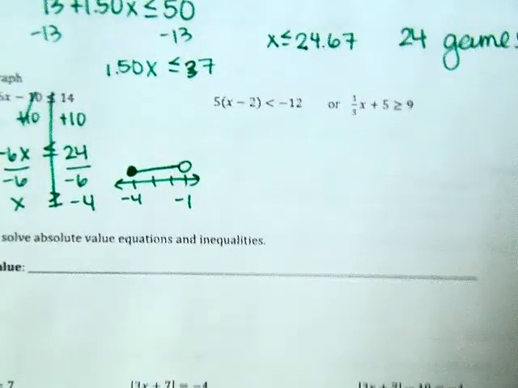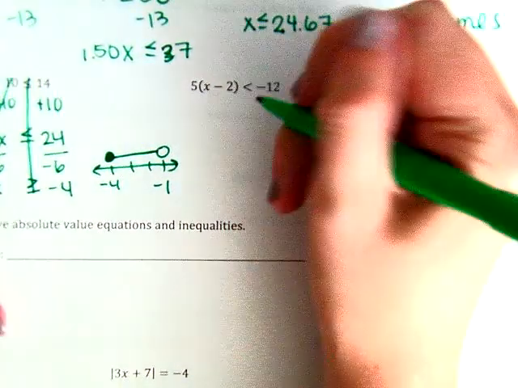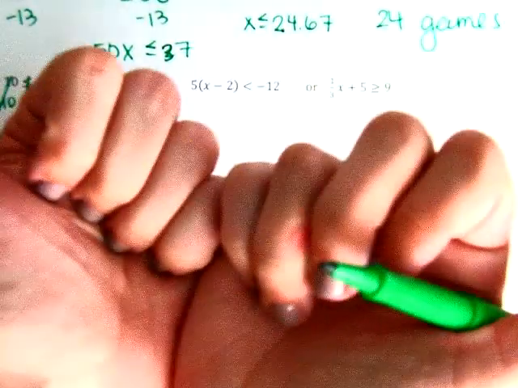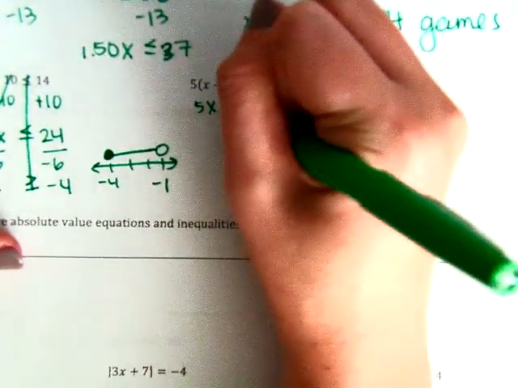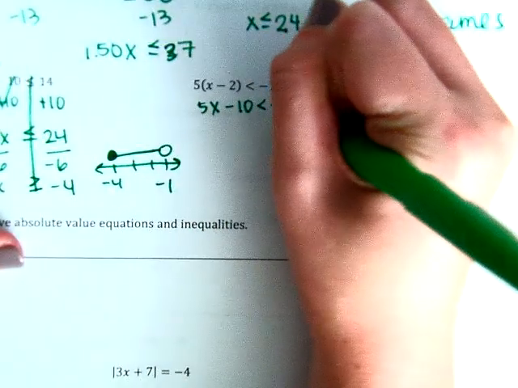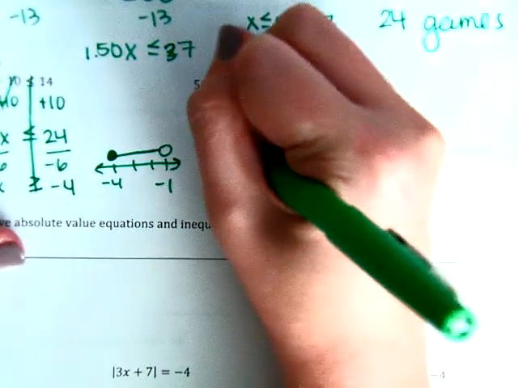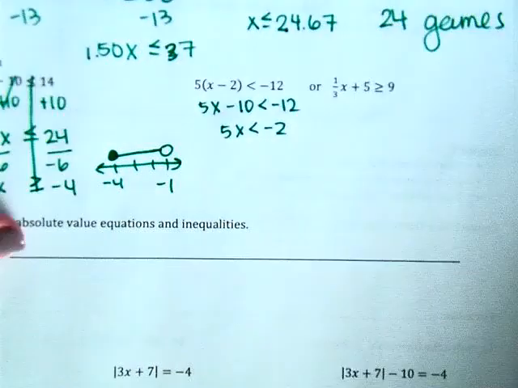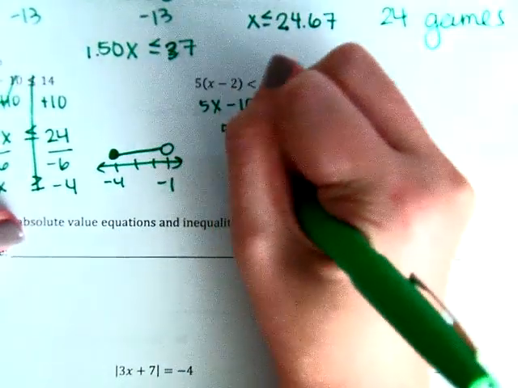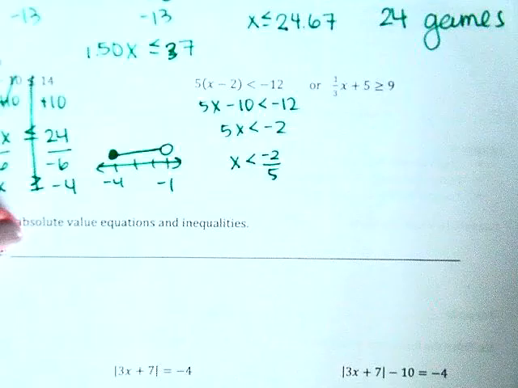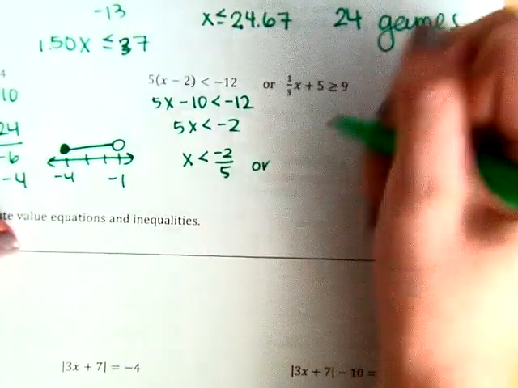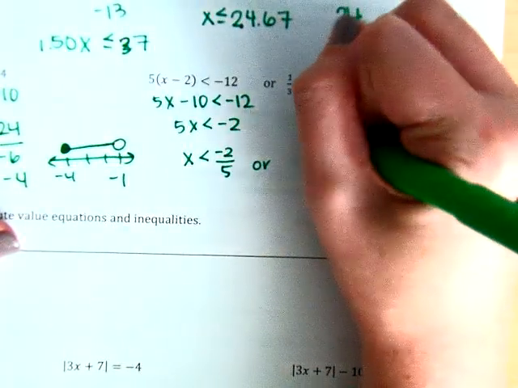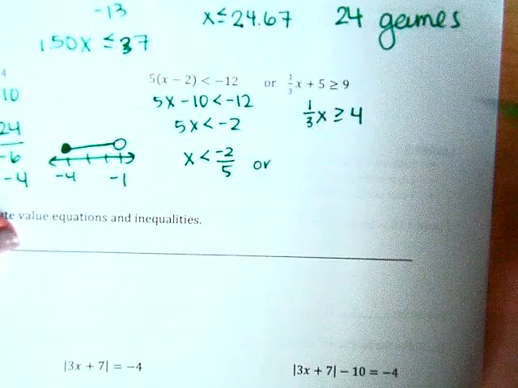When you have the or, you're doing just like you normally do. But when you graph it, you're going to have 2 things going in opposite directions. So here we got 5x minus 10 less than -12. I'm going to add that 10 over and divide by 5, I get x less than negative 2/5. Nice small number there. Or, when I subtract my 5, I got 1/3 x greater than or equal to 4.